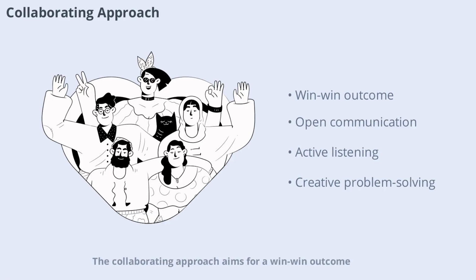The collaborating approach aims for a win-win outcome by addressing the needs and concerns of all parties. It involves open communication, active listening, and creative problem-solving. This strategy is ideal when the issue is important to everyone and when long-term relationships matter. It may take more time but often leads to stronger solutions and team cohesion. Let's see how this approach works in practice.